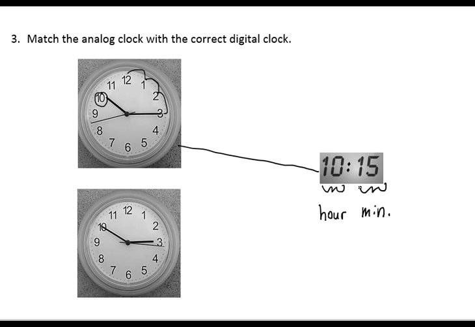My second clock has the hour hand pointing just before the 3 and the minute hand pointing at the 10. That means that it's 10 minutes before 3 or 50 minutes after 2 o'clock. So you can see why this clock would not be the clock to match up to the time of 10:15.